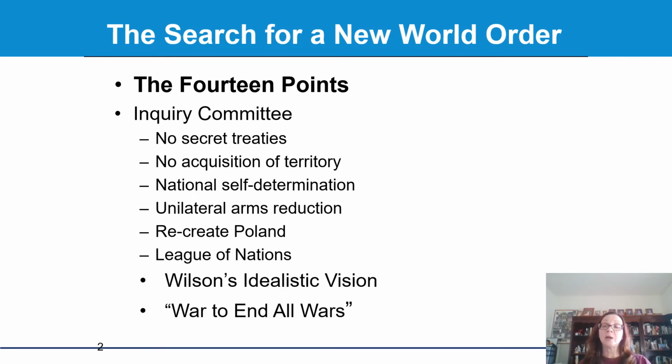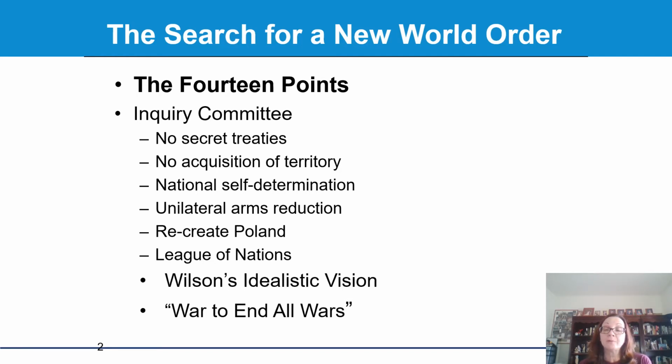This is because we really believe that one of the causes of the war had been those entangling alliances that had been started in Europe beginning in the 1890s. And so when the war started, instead of it just being an isolated conflict between Austria-Hungary and Serbia, it spread to all of Europe and other parts of the world. So no secret treaties.